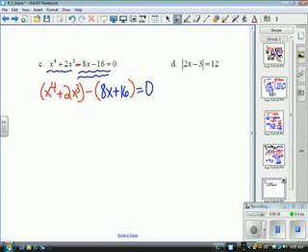No, because they're not multiplied. They're subtracted. That's why you can't set them equal to 0. If they had been multiplied by each other, yes, you would have set both of them equal to 0 and solved it. But if it's added or subtracted, you got to do something else.